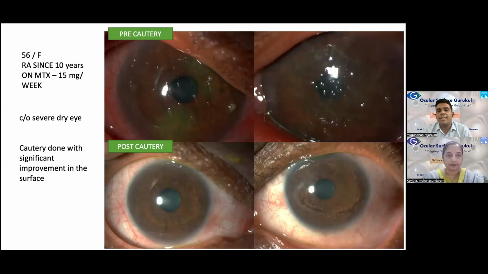Here we have a 56-year-old female who's a known case of rheumatoid arthritis on methotrexate 15 mg. She presented to us with severe dry eye. She underwent punctal cautery, and post punctal cautery, her surface was significantly improved. As ophthalmologists, one of the key concerns is whether the systemic disease is under control or not. So how can we assess this? Are there any clinical or lab indicators which help us to understand whether the systemic disease is under control?